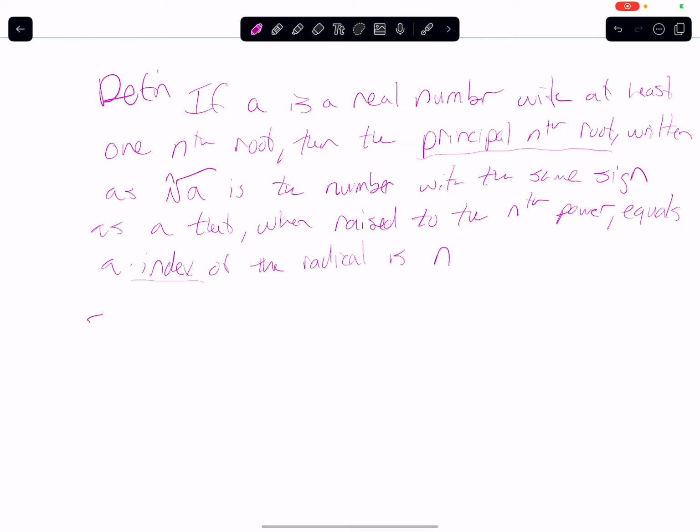Let's do an example. Let's take the fifth root of -32. Well, the fifth root of -32 is equal to -2 because -2 raised to the fifth power is equal to -32.